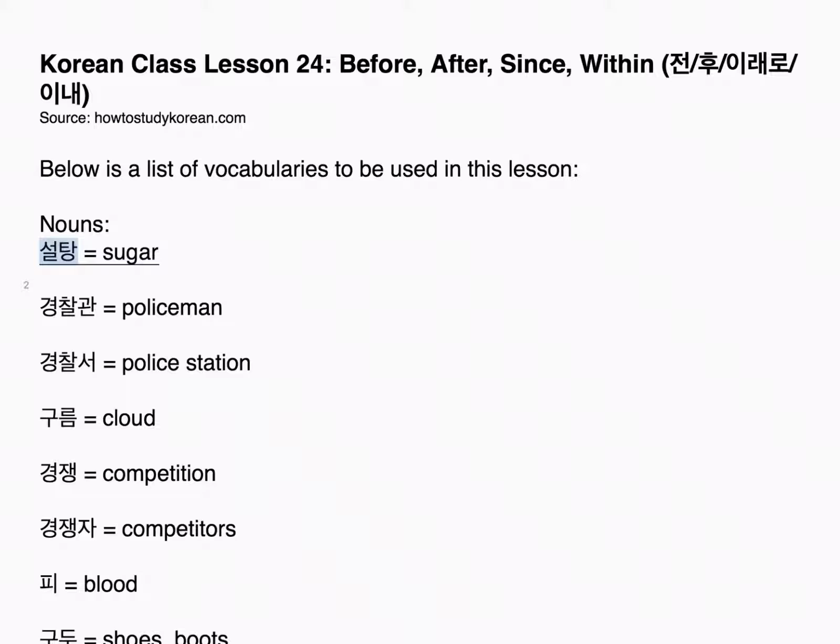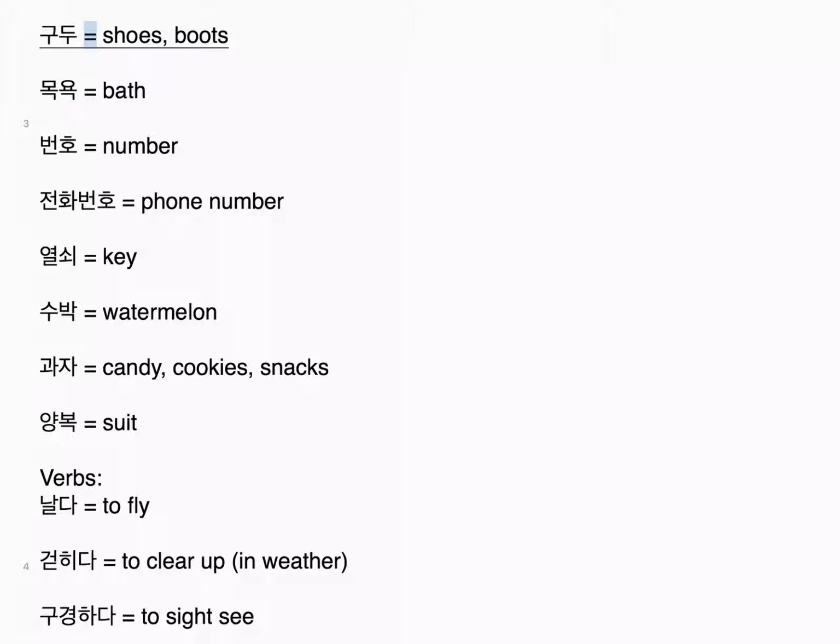Nouns. 설탕, sugar. 경찰관, police officer. 경찰서, police station. 구름 equals cloud. 경쟁 equals competition. 경쟁자 equals competitors. 피 equals blood. 구두 equals shoes, boots. 목욕 equals bath. 번호 equals number. 전화번호 equals phone number. 열쇠 equals key. 수박 equals watermelon. 과자 equals candy, cookies, snacks. 양복 equals suit.